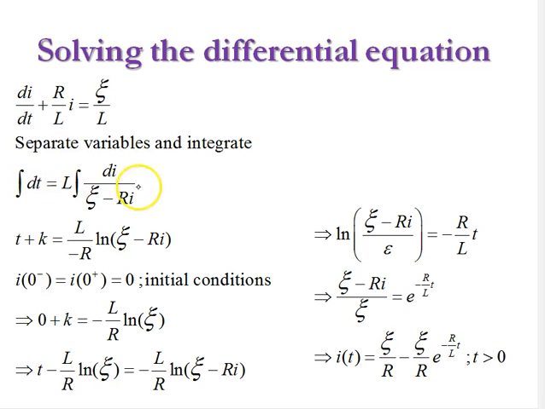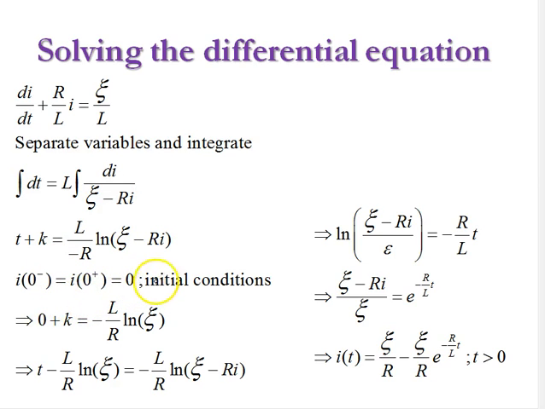We separate t and we separate I, and then we do our integration. We need our constant of integration, and we'll leave just one constant of integration with t. If we integrate di divided by E minus Ri, we have the natural log of E minus Ri, but then we have to bring out our 1 over negative R. Then we use our initial conditions to solve for our constant of integration.